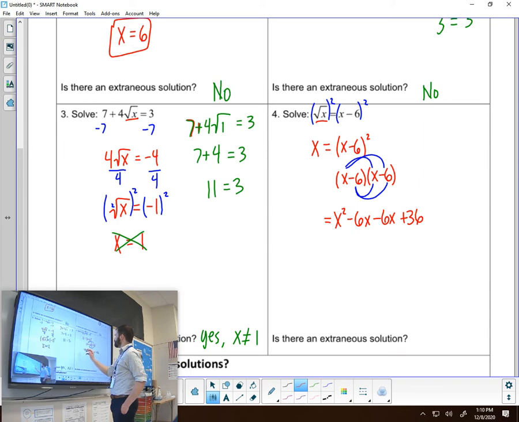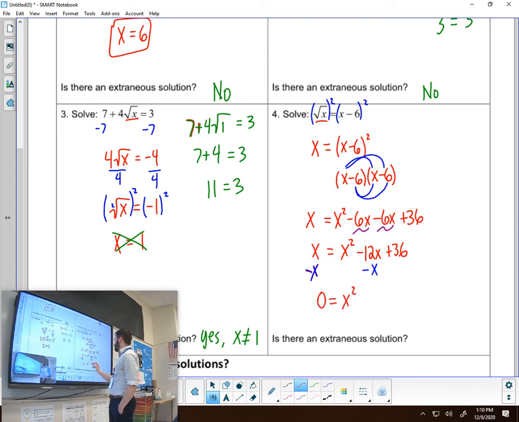Now, all of this equals x, right? So now let's combine like terms. Negative 6x and negative 6x make negative 12x. Let's bring this x over to the other side. That way we can set it all equal to 0. So we're going to have 0 equals x squared minus 13x plus 36.